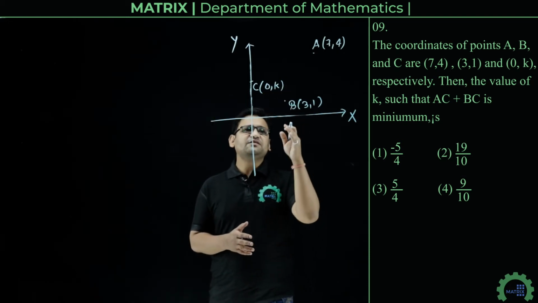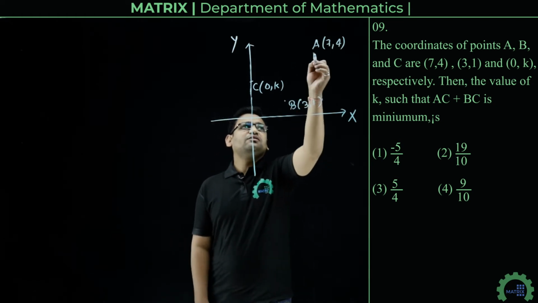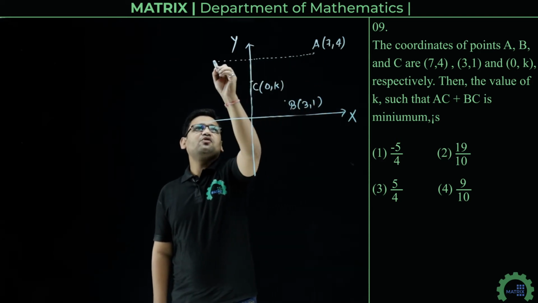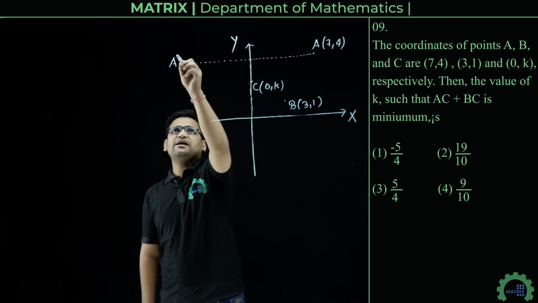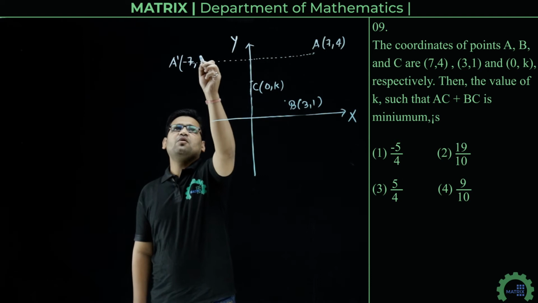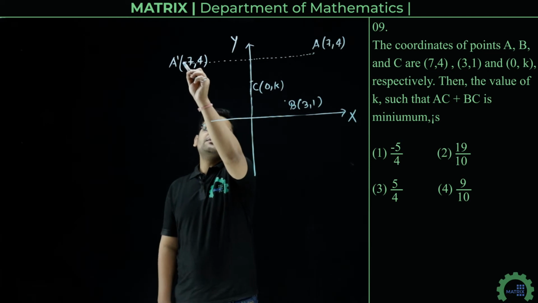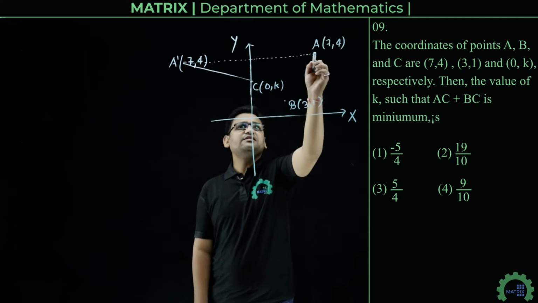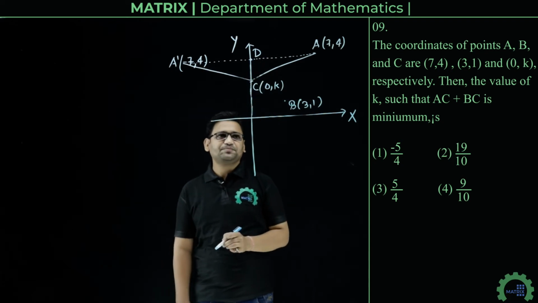Now to make the value AC plus BC minimum, we will first find the mirror image of this point A. The mirror image of this point A will lie approximately here, that is, with respect to the y-axis, the mirror image of this point will be, let's say, A dash, whose coordinates will be minus 7, 4, which can be easily found. Now join A dash C and join AC, and let's say this point is point D.